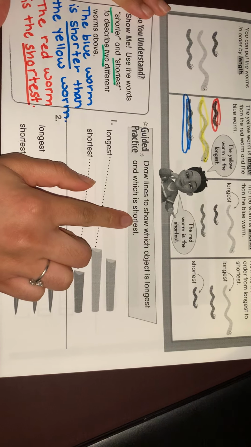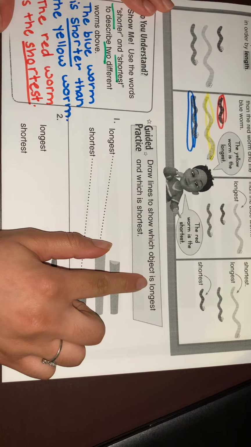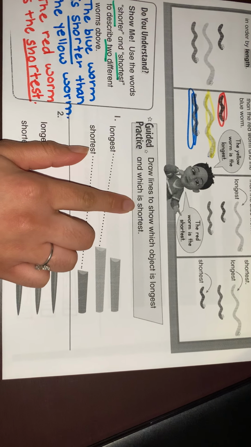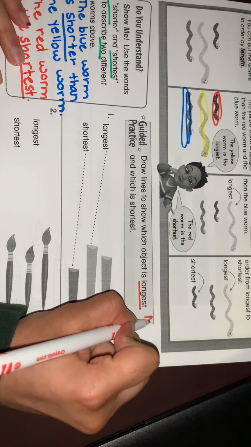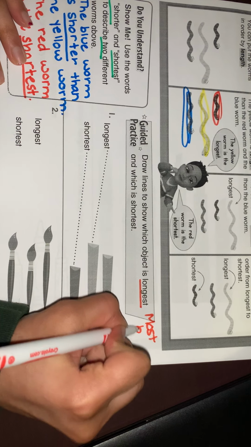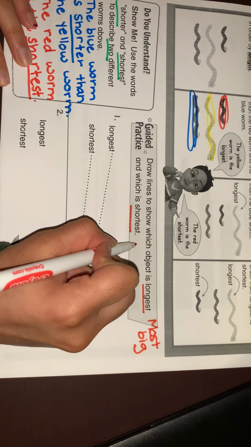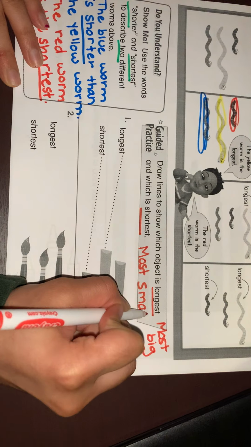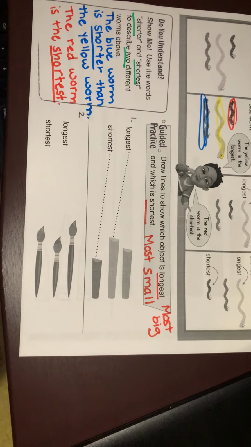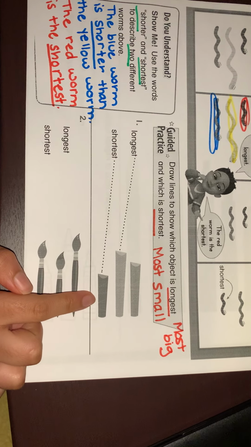So over here on guided practice, you're going to draw lines to show which object is the longest and which object is the shortest. So again, longest means most big, and shortest means most small. So whatever is in between there does not fall under longest or shortest.